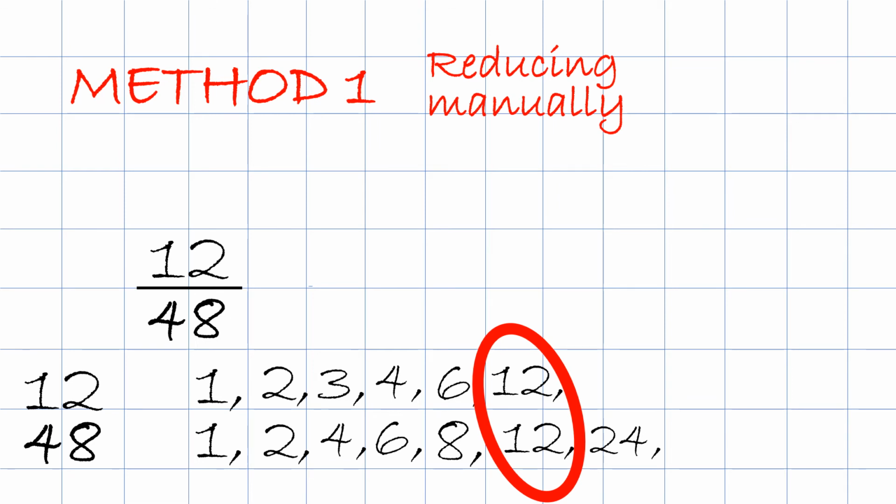So then we take 12 divided by 12, which will be 1. 48 divided by 12 is 4. So reducing 12/48 will be 1/4.